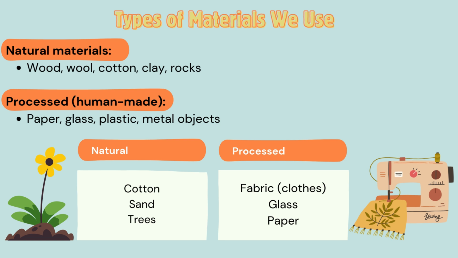Processed actually just means human made. So that's like paper, glass, plastic, metal, objects, and so forth. These are materials you can't get in nature. So, yes, just a few examples.